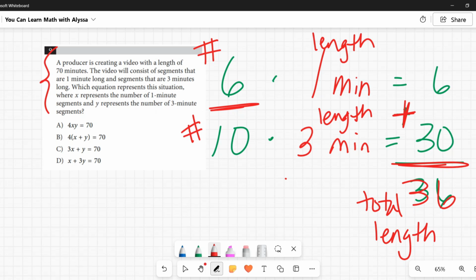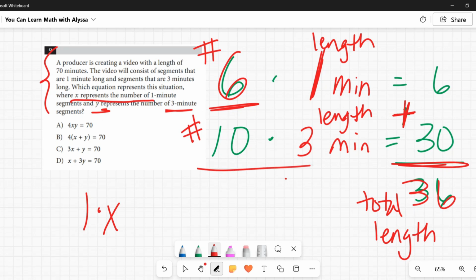word problem here, and let's do this with the more abstract X and Y. Okay, so again, we have 1 minute segments and we have X of them. X represents the number of 1 minute segments. Well, we already said we took the number of segments, we multiplied by the length. All right, so let's do that. The length is 1. We're multiplying by the number of segments, which is X. Okay, then the second one said Y represents the 3 minute segments. Well, in our example, we took the 3 minute and we multiplied by the number. We're going to do that again. So it's 3 minute, we multiply by the number of segments, that's Y.